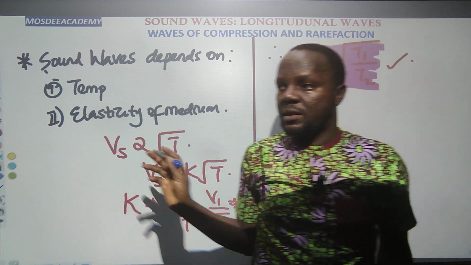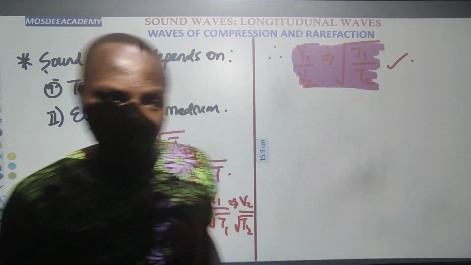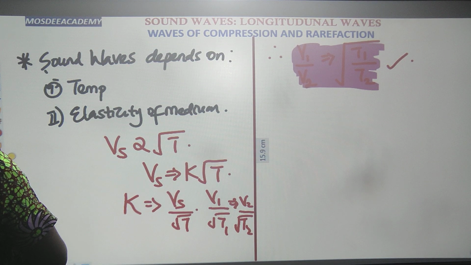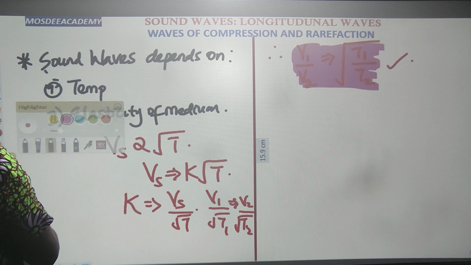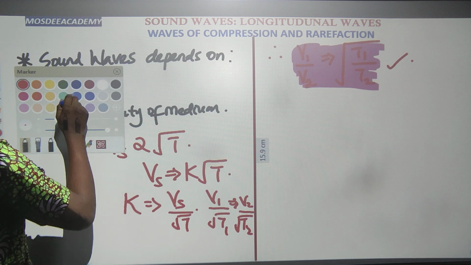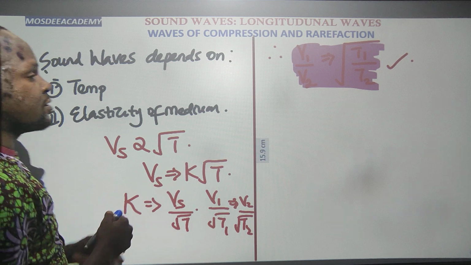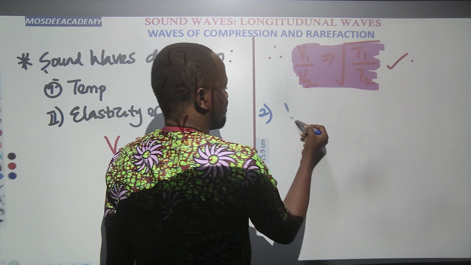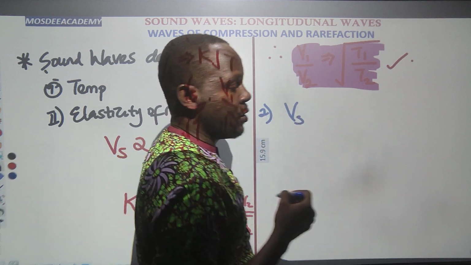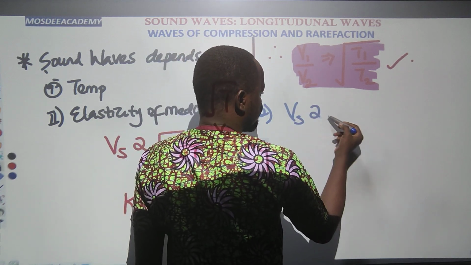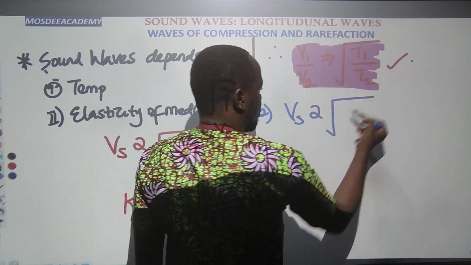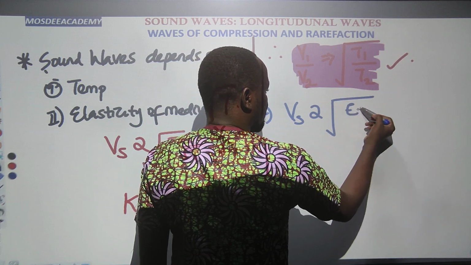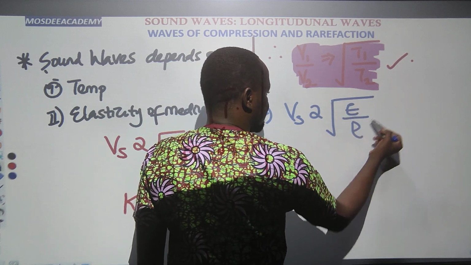Now, elasticity of the medium is another factor that affects the speed of sound, and that is the second thing I would love to talk about. Before that, I would love to change my ink color, maybe to blue. So about the elasticity of the medium, we also said, this is point 2, the speed of sound is proportional to the square root of the elasticity of the medium over its density, which is rho.